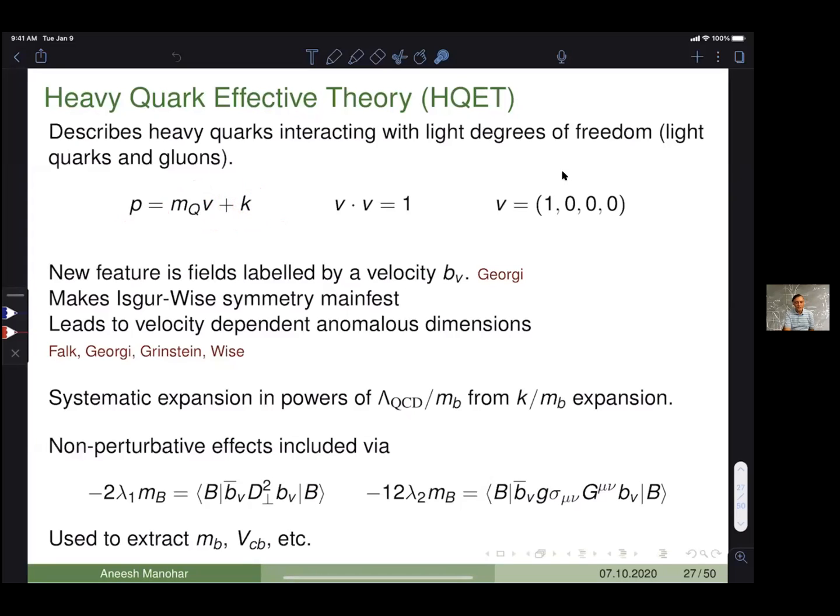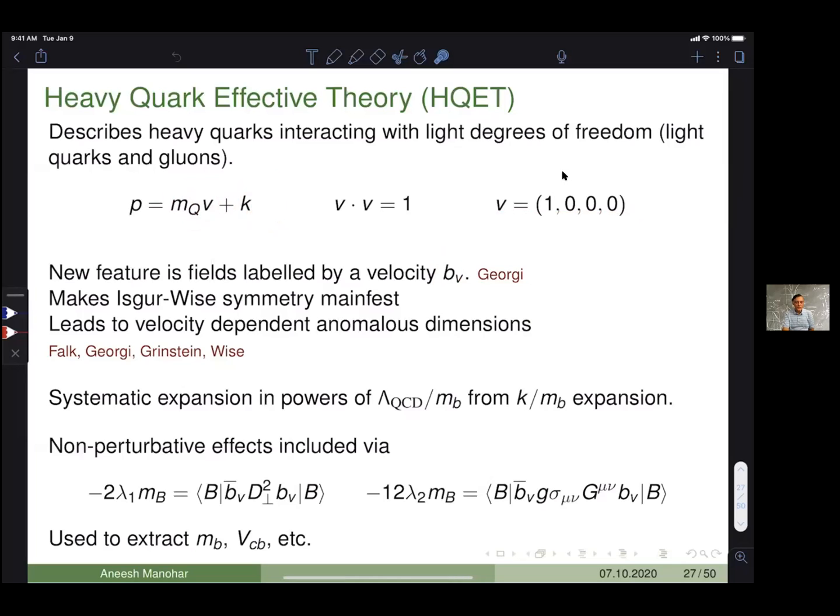And the reason for doing this is the first term is of order the mass of the quark, and the second term is of order lambda QCD and much smaller than M_Q. And so you're going to do an expansion in powers of k divided by M_Q. You can just think of this as going to the rest frame of the quark where the velocity is (1, 0, 0, 0), and then this just removes M from the energy. If you do this, you get fields which are labeled by the velocity. And the heavy quark Lagrangian, when you write it down, has the spin-flavor Isgur-Wise symmetry manifest.